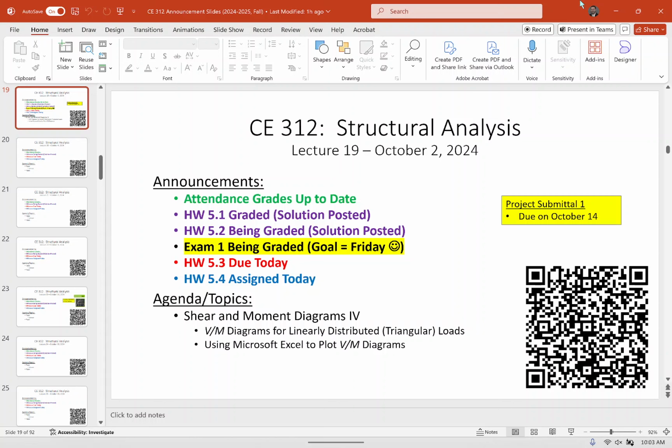Right. So attendance is up to date. Homework 5.2 is being graded. I'm hoping that this last shear and moment diagram assignment was easy.